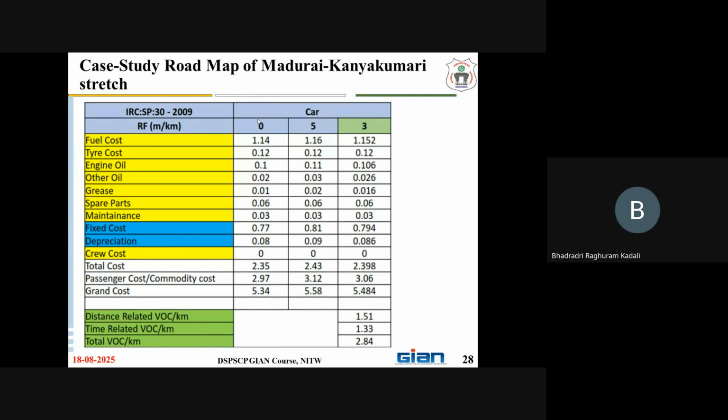Generally the roughness is given for 0, 5, 10, 15, 20, something like that, out of which we have to interpolate for the given roughness factor of 3 meters per kilometer. If you look at IRC SP30, the roughness values are there. Corresponding to the 3 meters per kilometer roughness value, we have estimated all the costs by interpolation. Then we have also estimated the distance-related and the time-related factors, so the total factor of the vehicle operating cost is estimated.